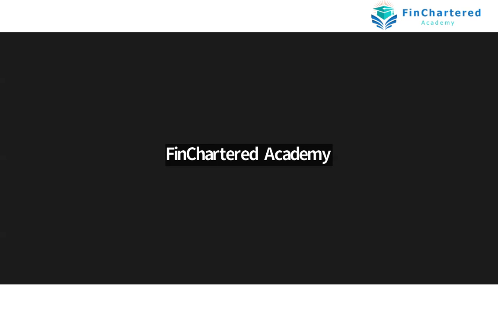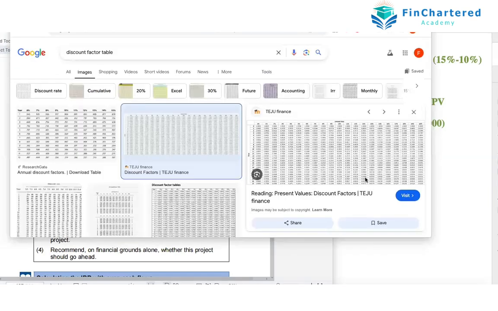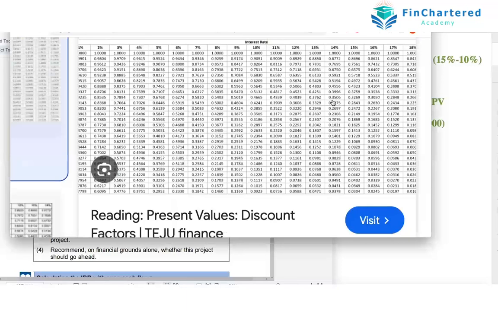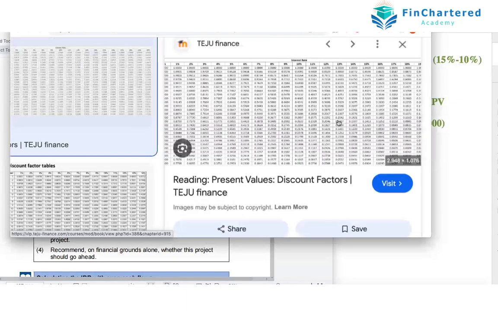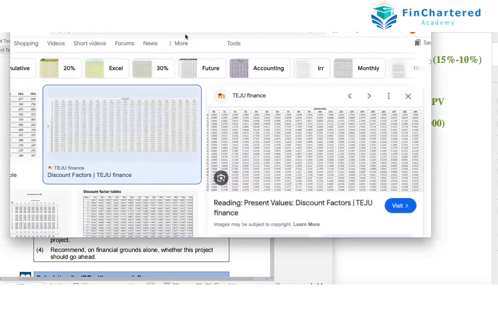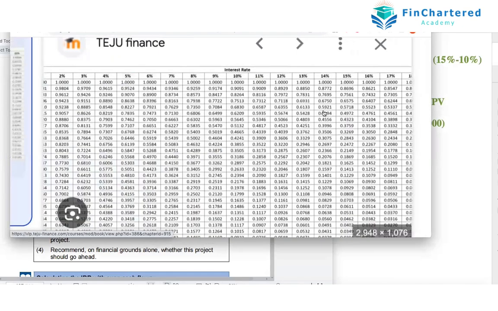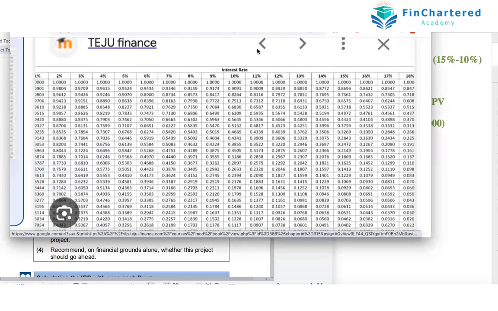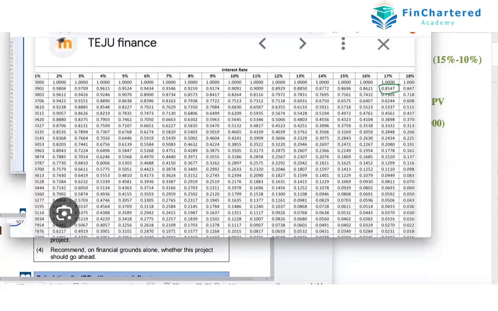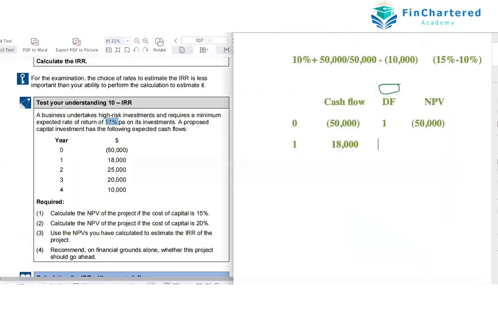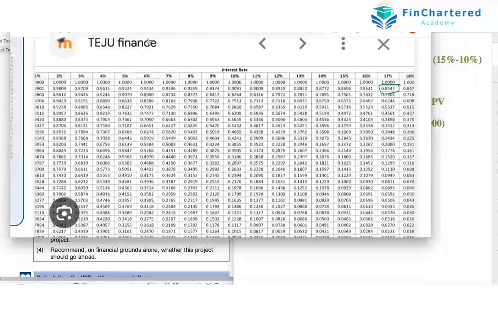Again, if I have to show it to you. 17% for 1 year. For whatever reason, I'm not able to zoom in. But 17% for 1 year, you can see it over here. It's 0.8547. Right? So 18,000 into 0.8547 is how much? I want to see who gives me the answers first.